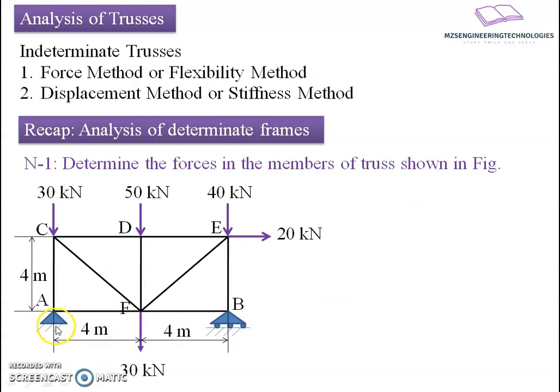So now what I will do, I will put the joint names here: A, B at the ends, which are supported by end restraints, and the other joints are C, D, E, F. In clockwise manner, I have made the joint nomenclature.